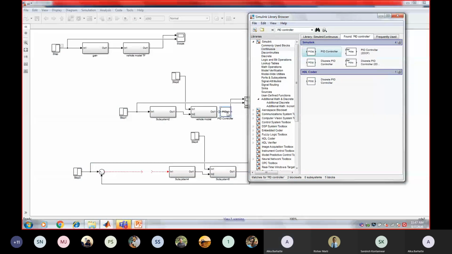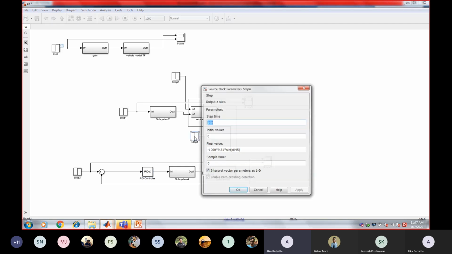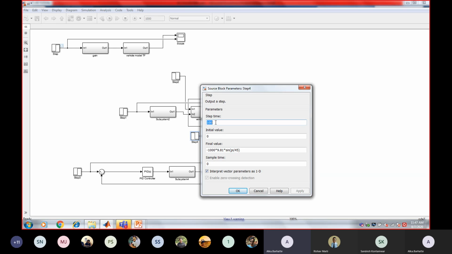So I'll add this to CC, and I'll just put that PID controller. With the previous observation we have seen, because of the disturbances our speed has been reduced after 10 seconds. Now the same settings are here, after 100 seconds, not 10, 100 seconds. The same disturbances are added here.